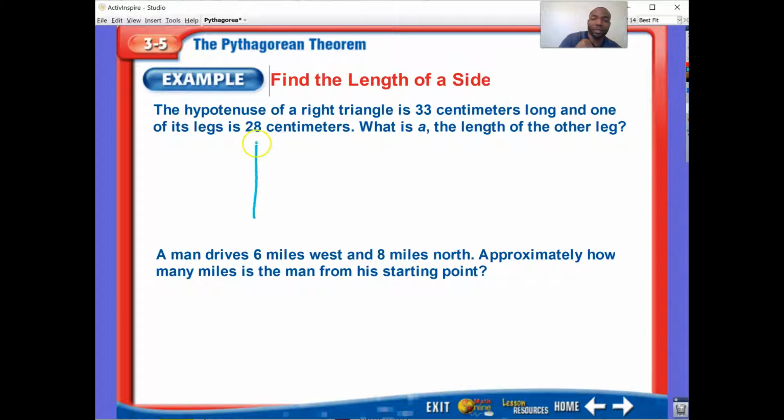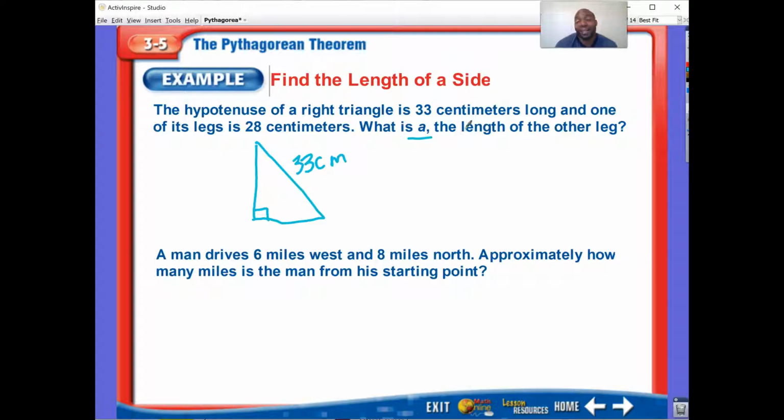So we have a right triangle here, right? No pun intended. This side's a little dip. The hypotenuse is 33 centimeters long. I know the hypotenuse is across from the right angle. And one of its legs is 28 centimeters long. But they want us to find a.